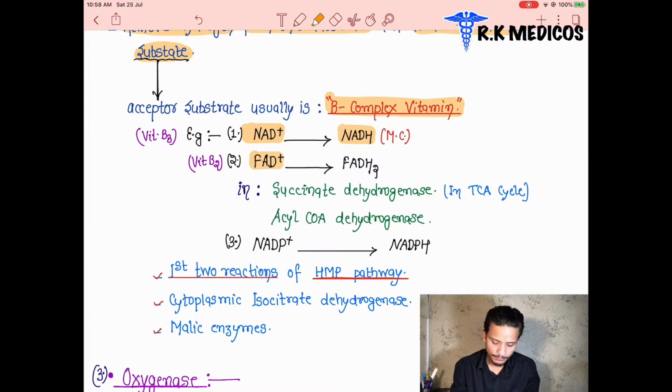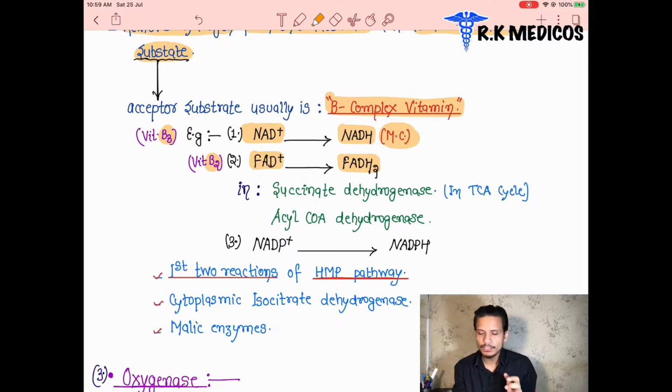Next one, FAD is a source of vitamin B, and from vitamin B3 we get NAD, and this FAD is converted into FADH2. Here is also a gain of hydrogen, we can see clearly. And we can also see NAD is the most common reaction here in our body. NAD is the most common, most favorable reaction, because it gains hydrogen easily, and FAD is converted into FADH2.